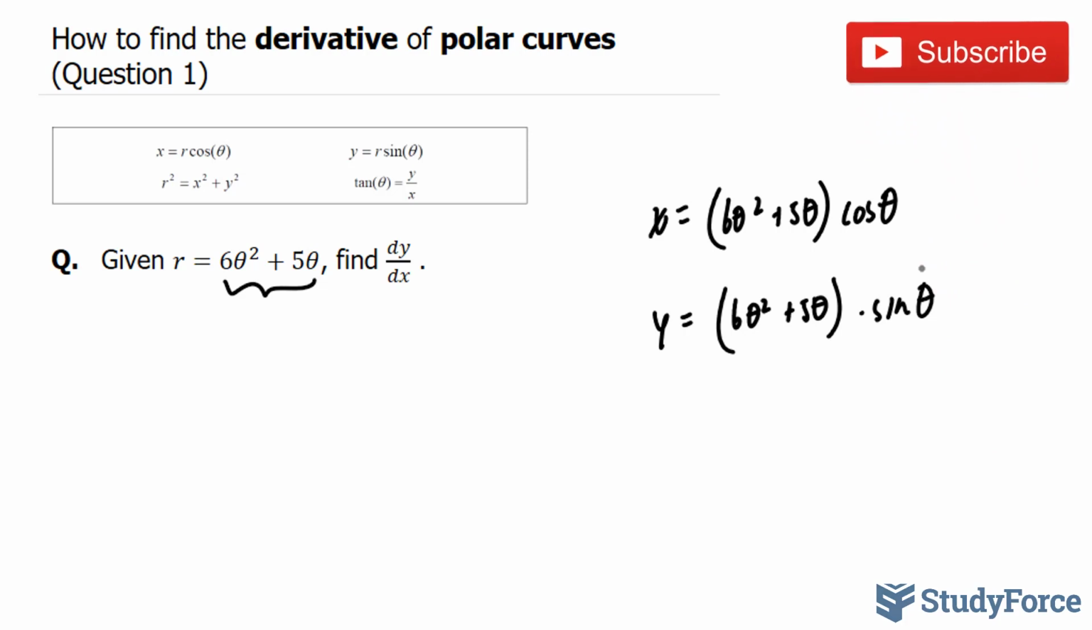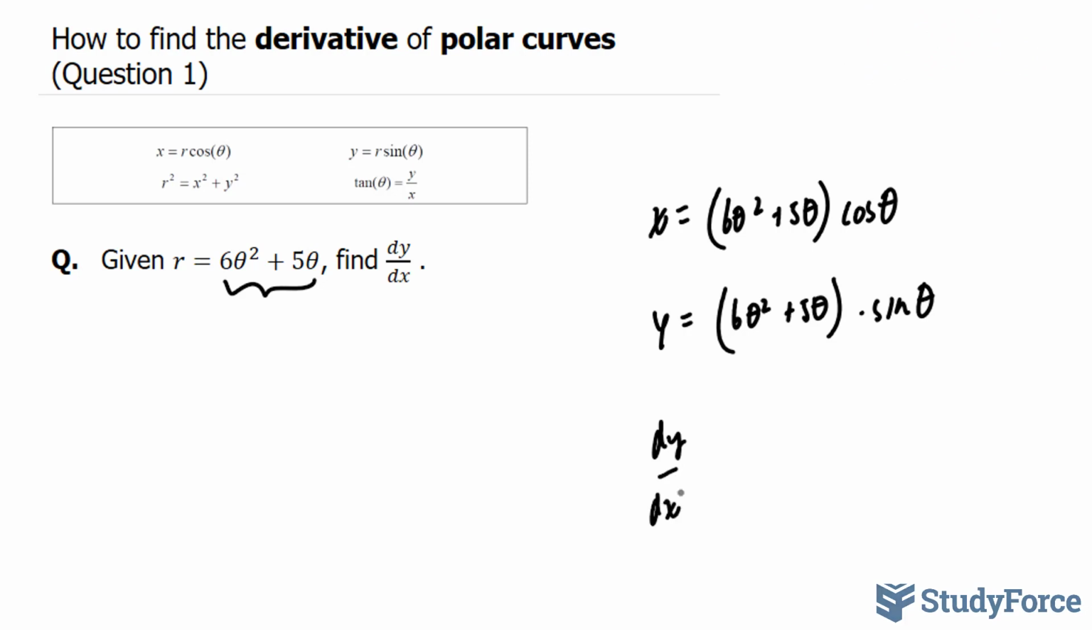The reason why I'm doing this is because the derivative of this polar equation is dy over dx, which is actually equal to dy with respect to d theta over dx with respect to theta. So by finding the derivative of this equation with respect to theta and finding the derivative of this equation, I can divide one over the other. So let's go ahead and do that. Let's find the derivative of y.